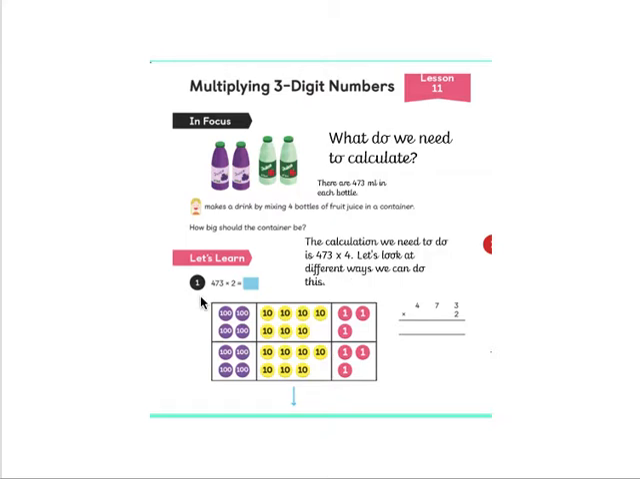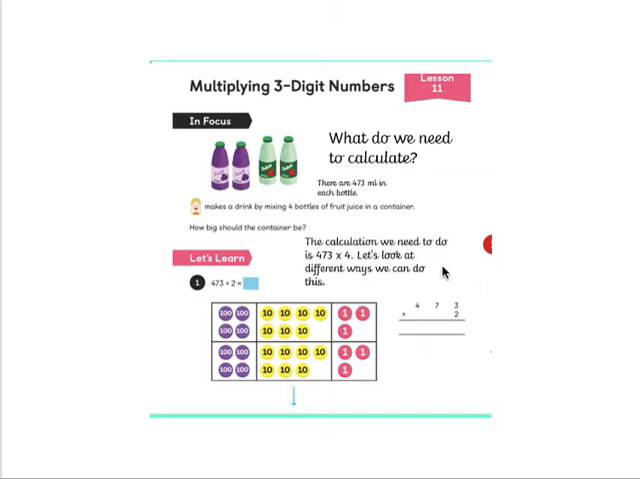So the first way, they've written 473 times 2. Have a think about that. Why do you think they've asked us to work out times 2 when we need to know times 4? Okay, so hopefully you've figured out that times 2 is going to be easier than times 4, and when we get our answer we can double it. So this is one method you could consider using for answering this question.